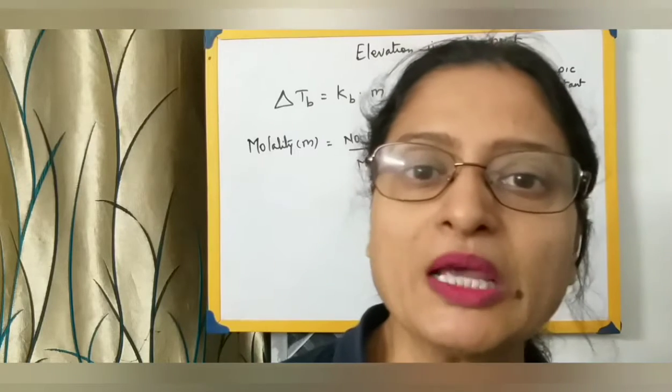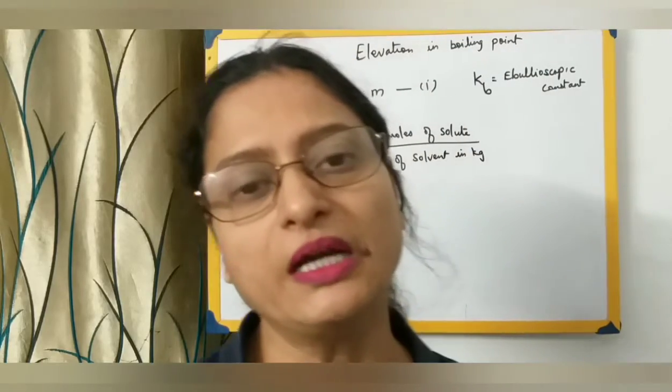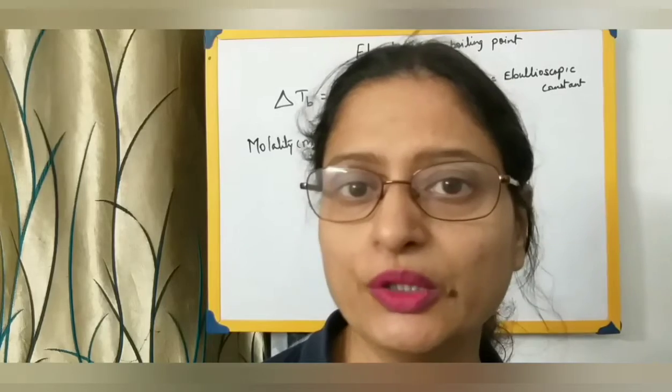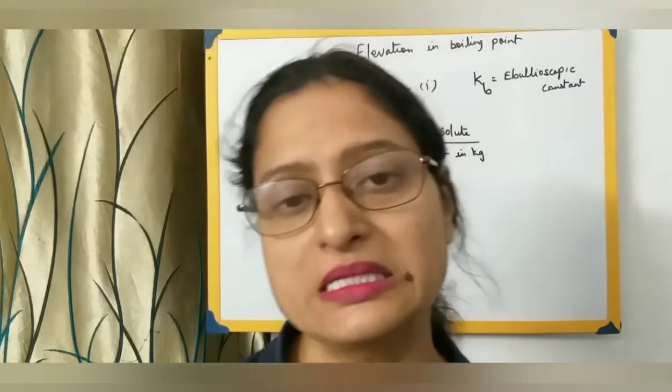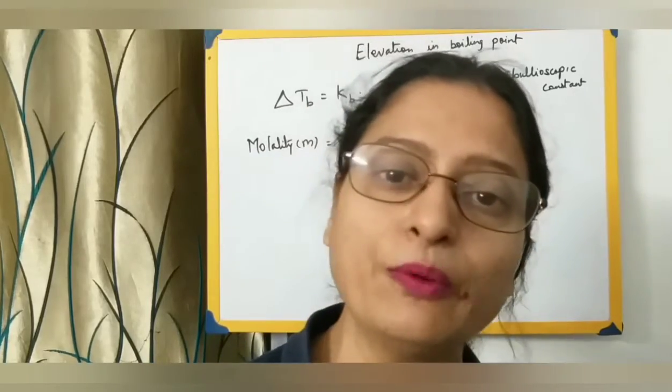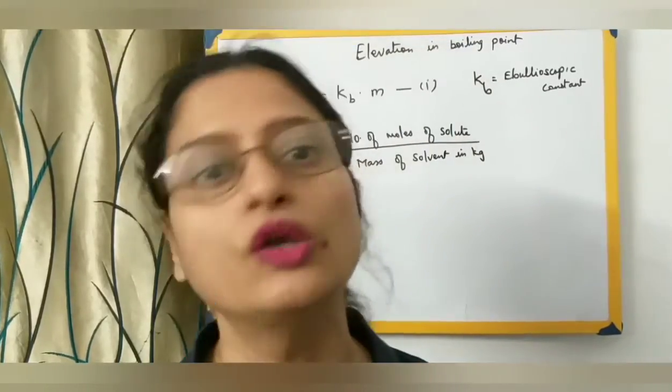Hello everyone. So in the previous video we studied elevation in boiling point, and I also told you all that elevation in boiling point is a colligative property. Why is it a colligative property? Because it depends upon the number of solute particles, which may be ions or molecules, but is not dependent on the chemical nature of the solute particles.